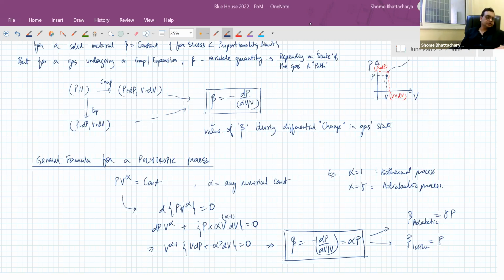So with this, we complete elasticity today, right? Next lecture, we will look into the non-ideal fluid properties, that is surface tension and viscosity. That will be the final part of this section, properties of matter.